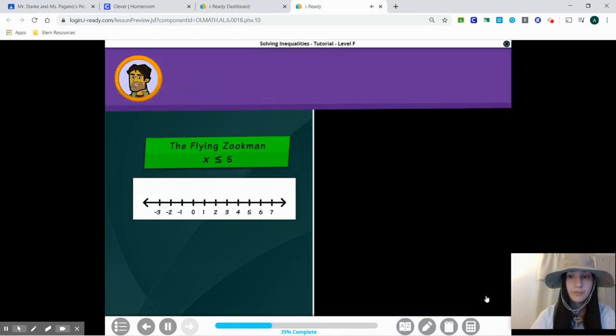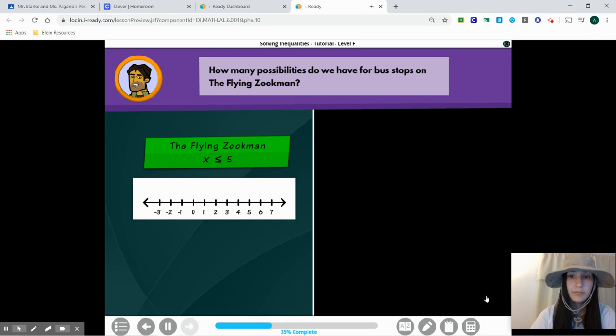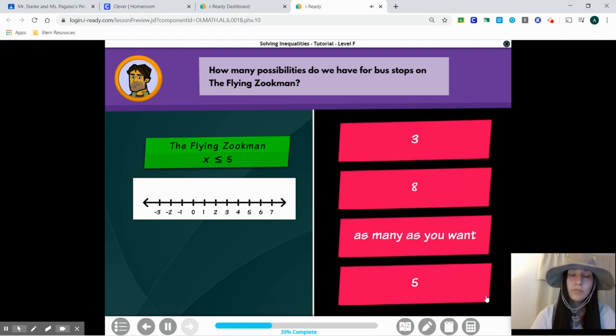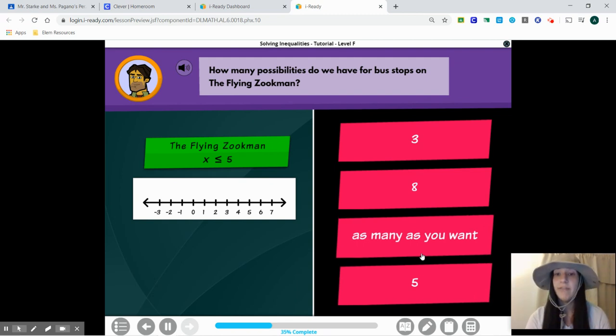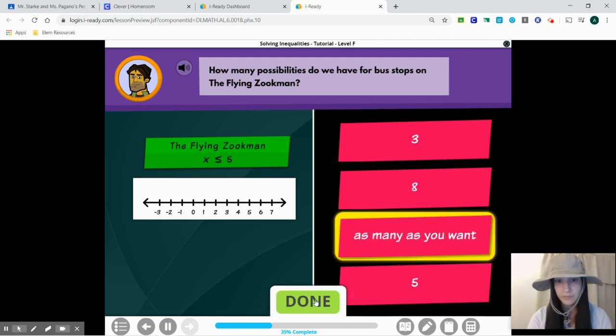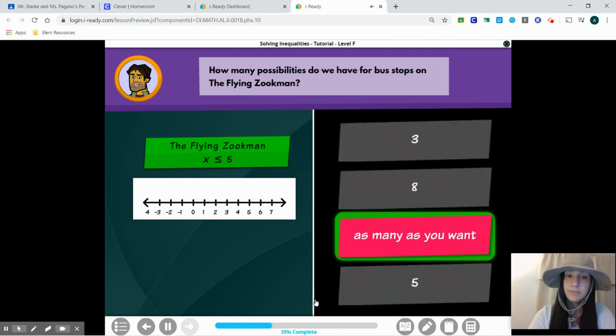So, without knowing where all the planets are located, how many possibilities do we have for bus stops on the Flying Zuckman? Because an inequality solution set goes on forever, that's what that arrow means. We started on one point and then it points in the direction we want it to go. It goes on forever and ever, which means that we have as many stops as we want. Absolutely.